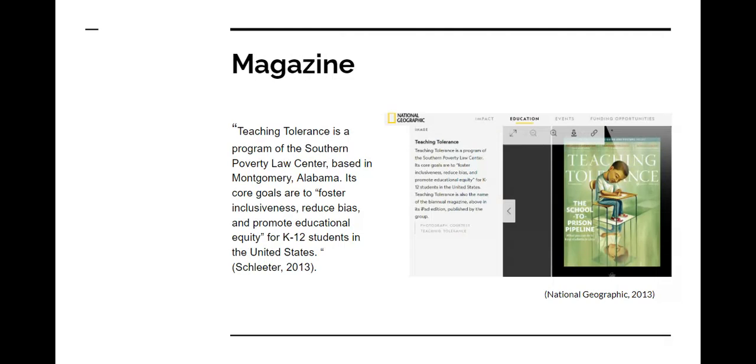So the magazine article that we chose to utilize was from National Geographic, and the article was titled Teaching Tolerance. Quote, "Teaching Tolerance is a program of the Southern Poverty Law Center based in Montgomery, Alabama. Its core goals are to foster inclusiveness, reduce bias, and promote educational equity for K-12 students in the United States." End quote. Shaliter, 2013.